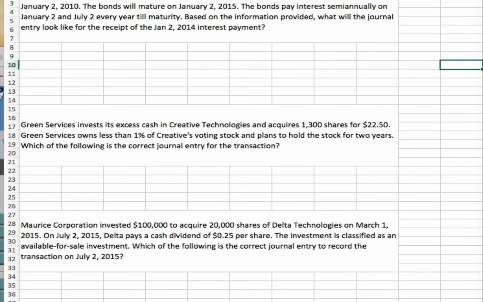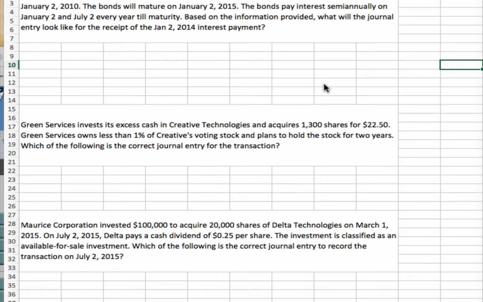So here are a few example problems from Chapter 15 about investments. The ones that I've selected here will all require a journal entry to be done. So let's just take a look at them one by one here. I only picked 4, it shouldn't take too long.